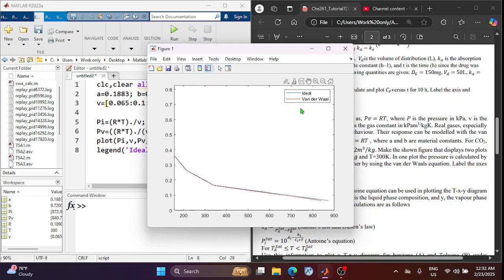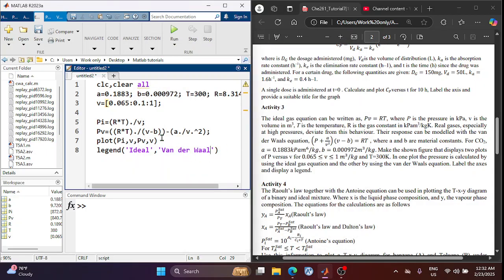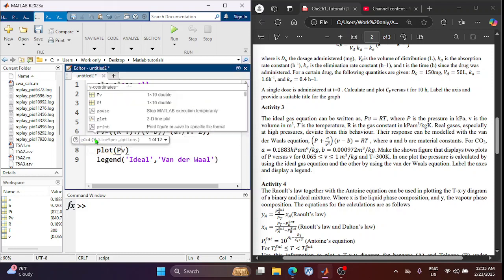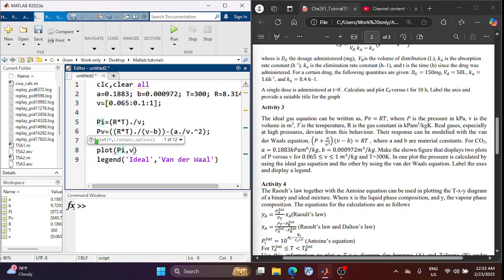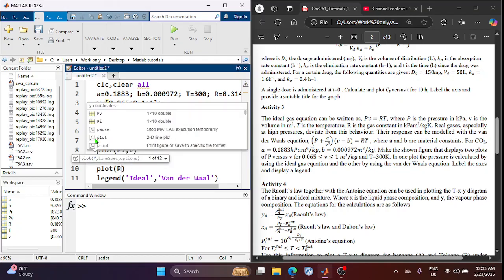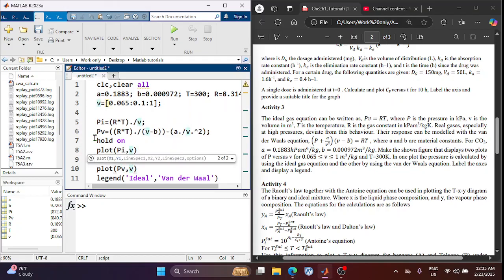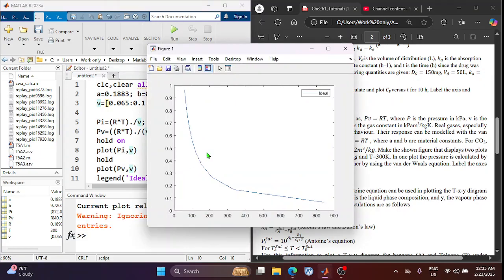Now, if we didn't want to type it out this way, instead of typing plot Pi, comma V, P Van der Waals, comma V, which plots Pi against V first, then P Van der Waals against V, we could have done this instead. We could have typed hold on. Then we could have typed the first one, so plot Pi, comma V, then hold, plot P Van der Waals, comma V.